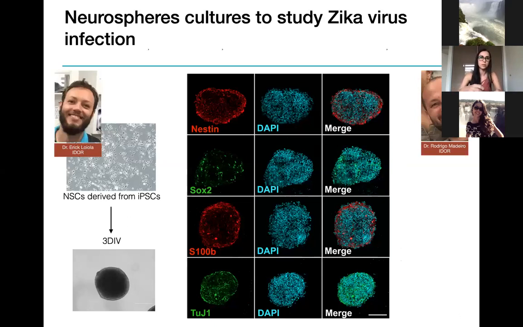Then we moved to a little more complex model, a 3D model we call neurospheres. These neurospheres are derived from neural stem cells, SOX2 positive. The goal here was to understand how Zika interferes in the proliferation and also in the survival of these neuroprogenitors in this 3D system. Here you can see that after 3 days, if we expose these neuroprogenitors to agitation and differentiation media, you can acquire these neurospheres, spheres full of cells such as nestin positive progenitors, SOX2, but also S100 beta and TUJ1, which is a marker for neurons.